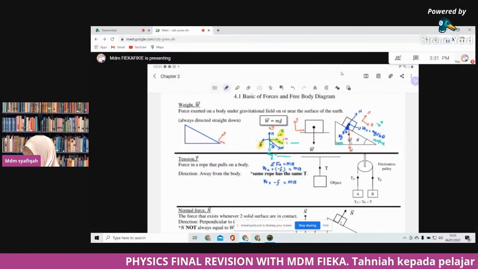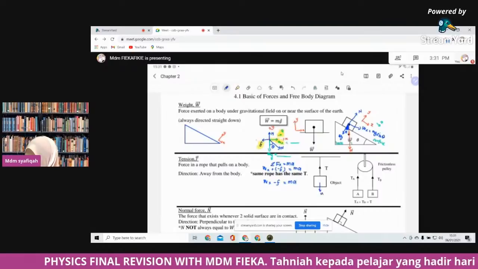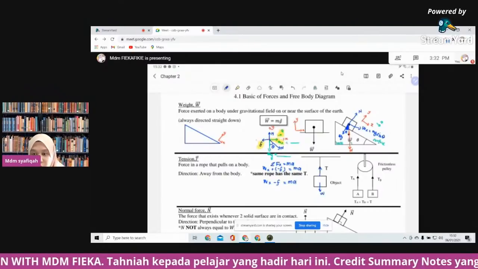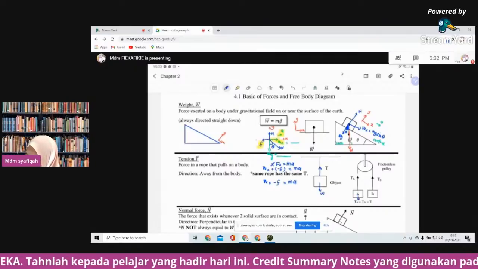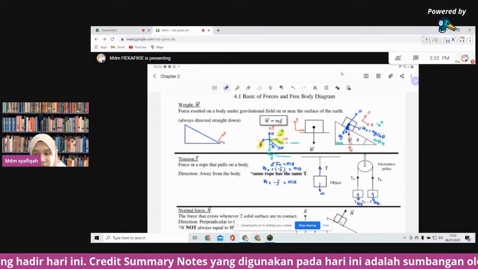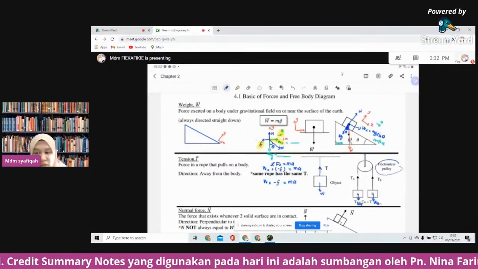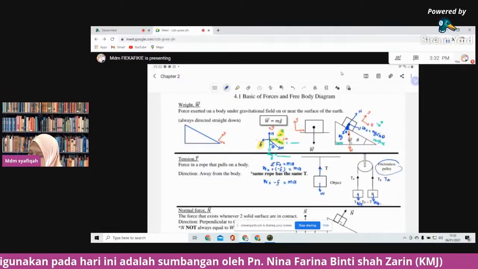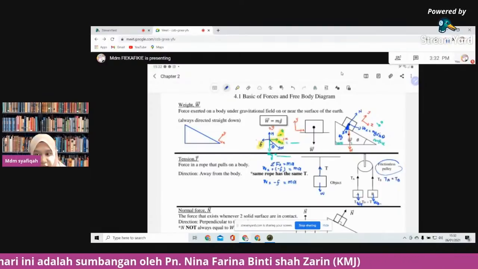Okay, so the next case we have the hanging object. Kalau macam ni kita ada weight ke bawah lah, tension ke atas. Arrow mesti always outward from the object. Yang ni pun sama lah, kita ada weight ke bawah. And this is also weight ke bawah. So when the frictionless pulley, so means that tension TA is equal to TB.